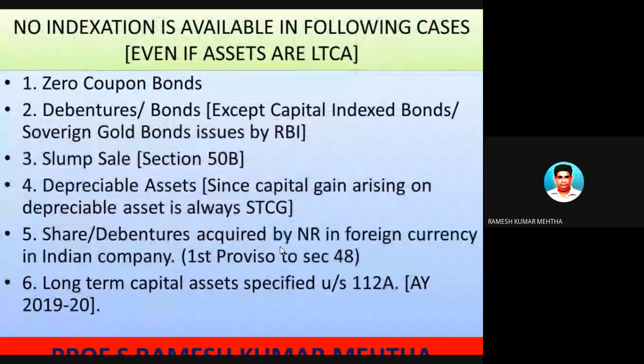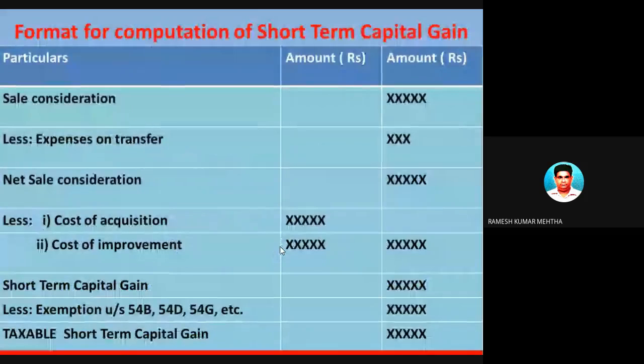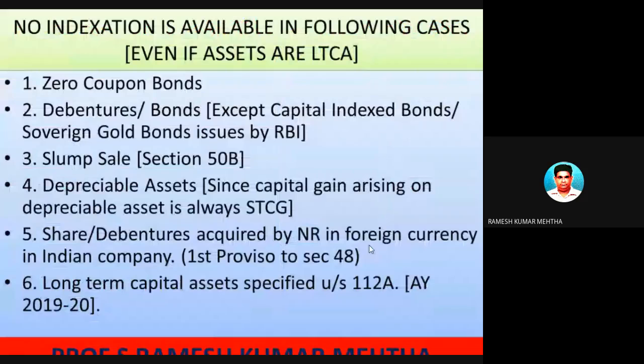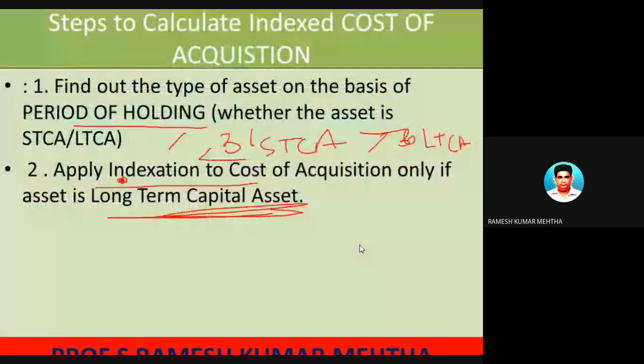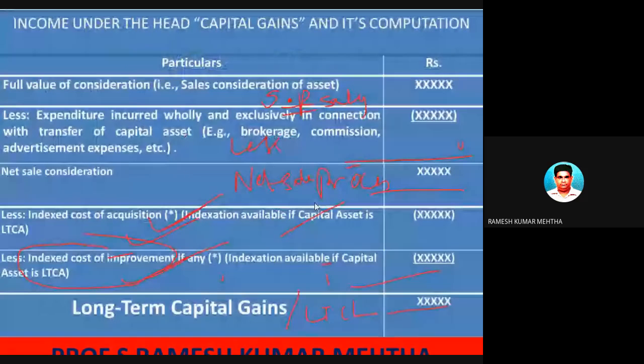Now no indexation. The concept of indexation is not there in the case of certain long-term capital assets, so we will not discuss this. This is the format for short-term capital gain. Now the format which I showed, if you remember, is for a long-term capital asset. Whenever there is a long-term capital asset, this is the format to be followed to find out the long-term capital gain. The difference between the short-term and long-term formats is that for a long-term capital asset we have to do indexation, that is, index cost of acquisition and index cost of improvement.